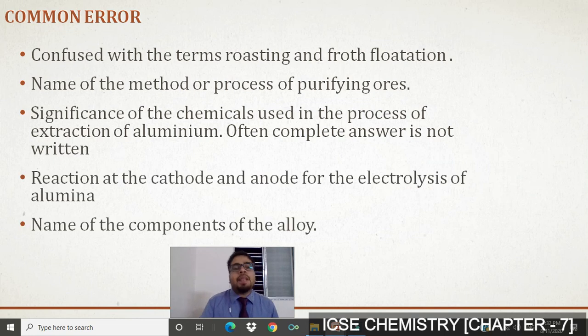Okay, then see, the names of the components of the alloy. Like I said, when the main metal is asked, you cannot say many metals. Like if it is asked to name the main metal of brass, I know that copper and zinc are used to make brass, but the main metal is copper, so you cannot write copper and zinc or even zinc. You have to write only copper. So these are the cases where you need to be very careful about answering the questions from metallurgy.